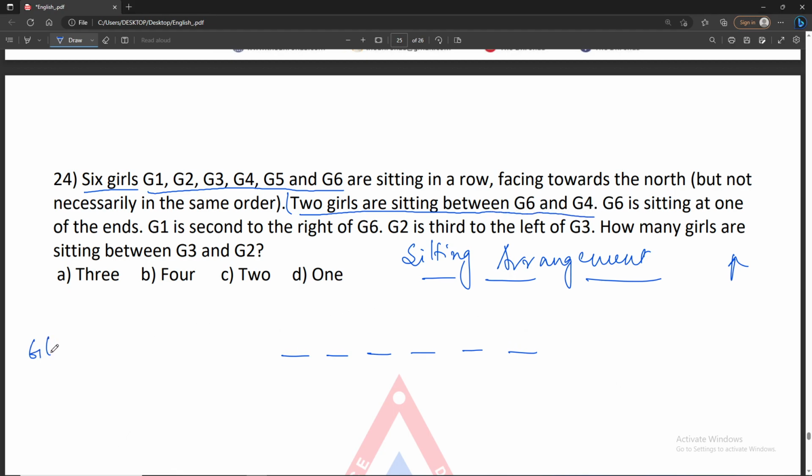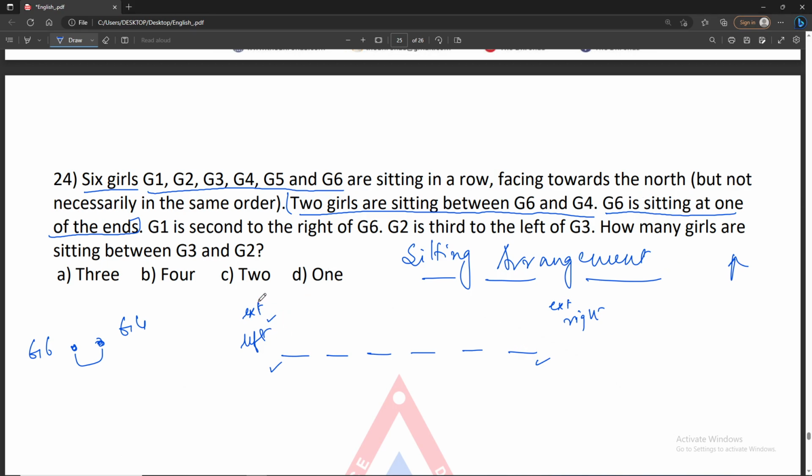Here it is given G6, two persons sit between G6 and G4, two persons. And the second line states G6 is sitting at one of the ends. That means this is the extreme left end and this is the extreme right end. These two are the ends of the arrangement. So G6 is sitting in one of the ends.